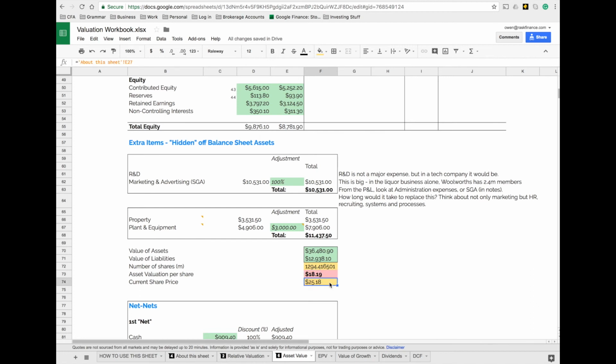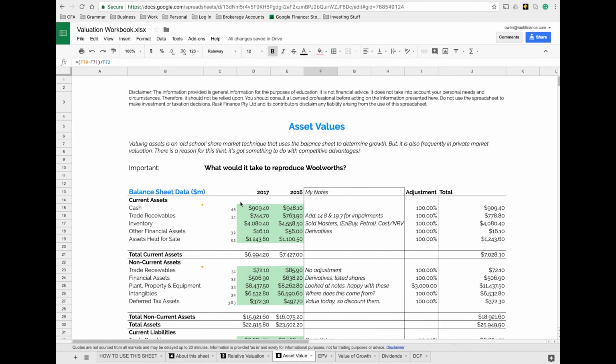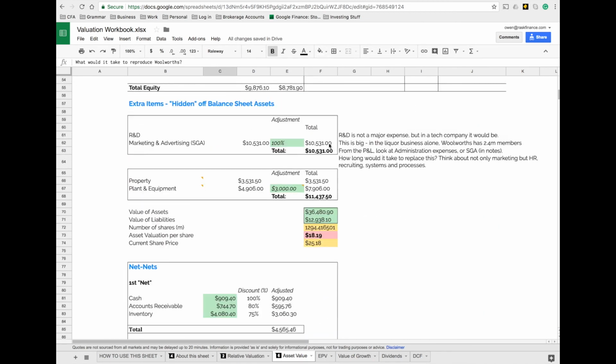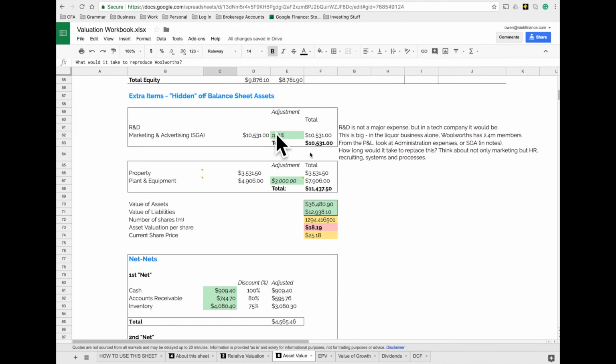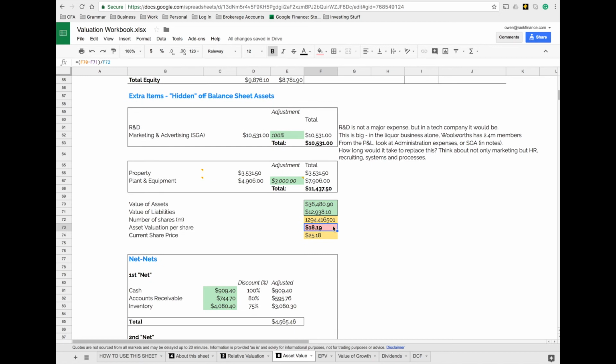And then we've got the current price, which once again feeds in from the main sheet. And you can see here that our asset valuation is $18.19. So we've said, in summary, that the value of all of Woolworths' assets for a new competitor to come in, what would it take to reproduce Woolworths, minus its liabilities and hidden assets, remember we've added them in, is $18.19 per share. Remember, we've been conservative too, so you may go through and change some of these figures, but this is just for learning, obviously, so I've put this here.